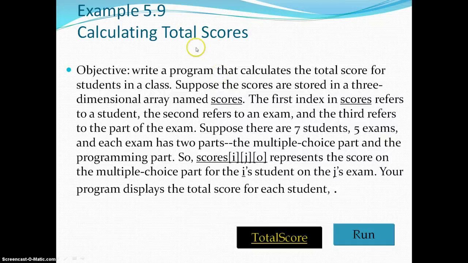Next, we have one example in which we have to calculate the score. The objective is to write a program that calculates the total score for the students in a class. Suppose the score is stored in a three-dimensional array named score. The first index in score refers to a student, the second refers to a class, and the third refers to the part of the exam.